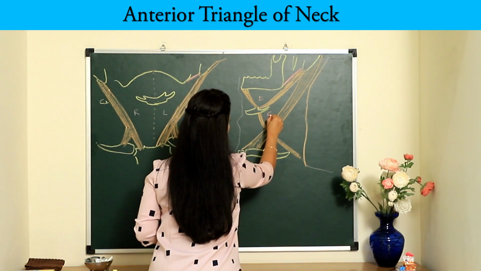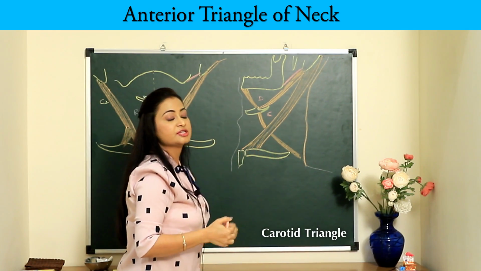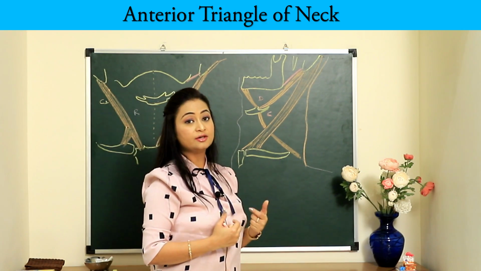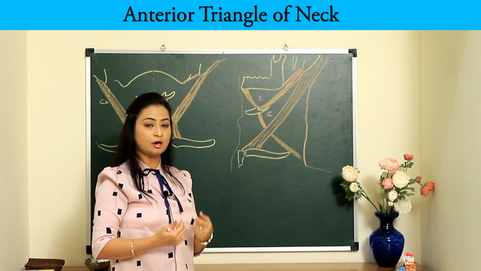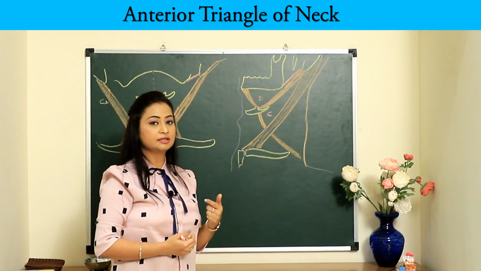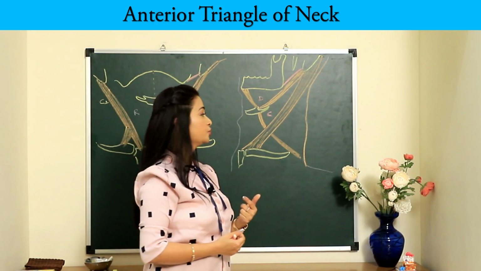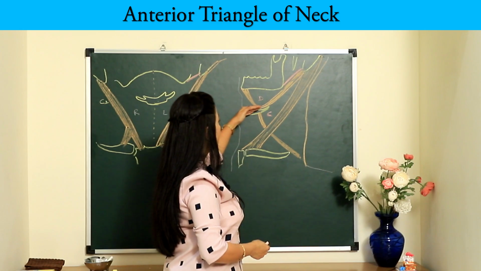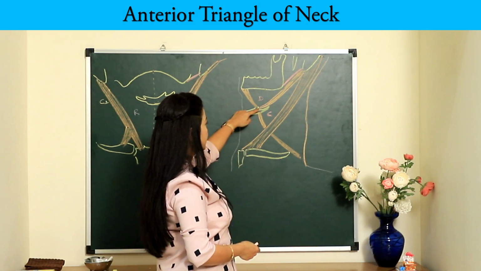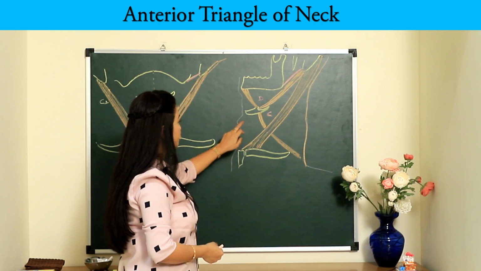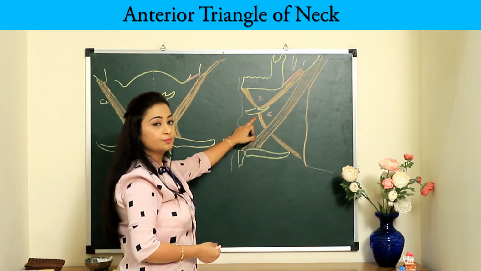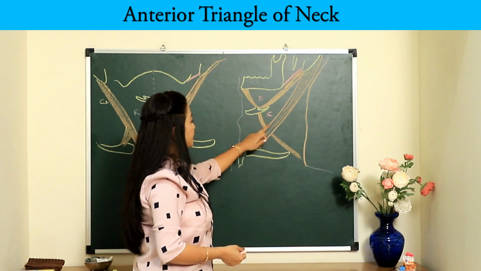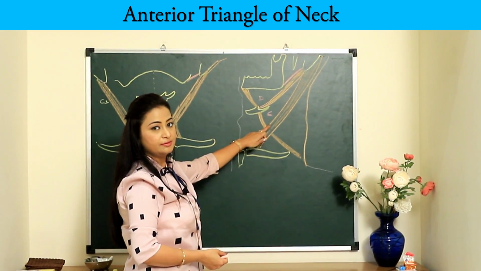Next is this triangle known as the carotid triangle, which is the most important triangle of this region because it has the vital blood vessels of the head and neck, that is the common carotid, the external and internal carotid arteries, as well as the internal jugular vein. So this carotid triangle is bounded above and behind by the posterior belly of digastric, below and in front by the superior belly of omohyoid, and the posterior border is formed by the anterior border of the sternocleidomastoid muscle.